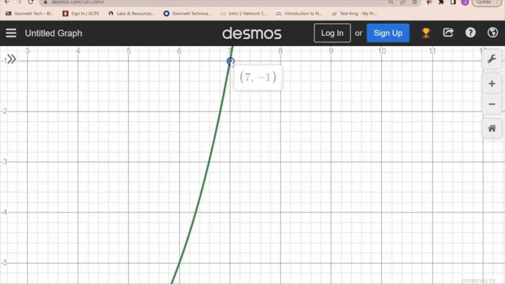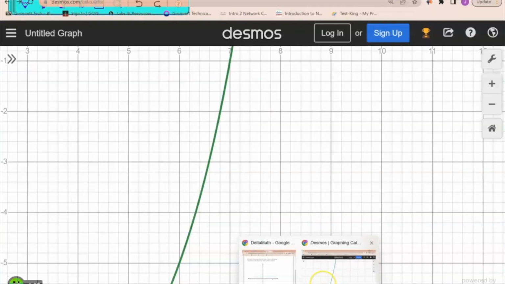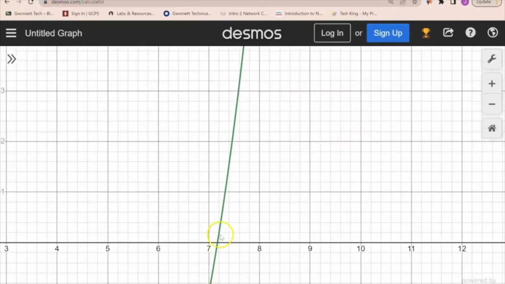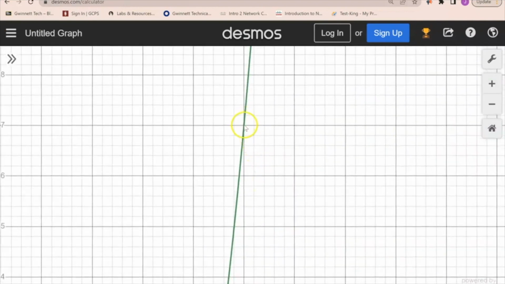Here's a corner right here. 7, -1. You look right here, 7, -1. So I have 1, 2, 3, 4. I need 5, so I'm going to do it one more time. I'm just going to move my graph over. That's not a corner. That's not a corner. That's not a corner. Keep going. Oop, there's my corner right there.